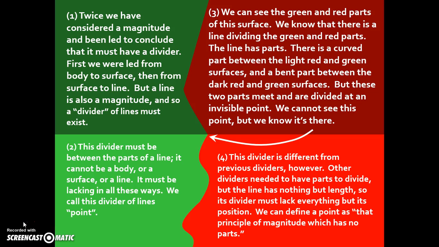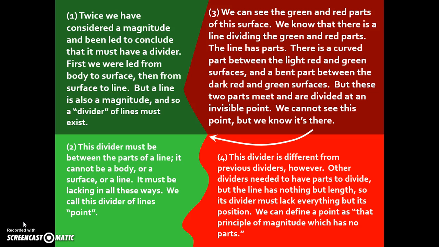We can see the green and red parts of this surface. We know that there is a line dividing the green and red parts. The line has parts. There is a curved part between the light and green surfaces, and a bent part between the dark red and green surfaces. But these two parts meet and are divided at an invisible point. We cannot see this point, but we know it is there.